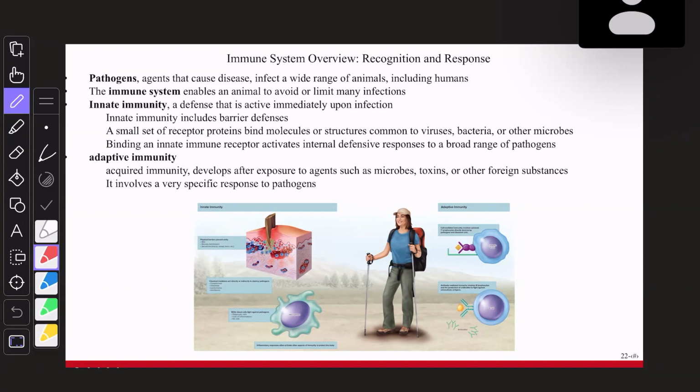Inflammation is a response from the innate immune system, okay? It doesn't have to have a specific pathogen to be triggered. Inflammation happens regardless, all the time, okay?